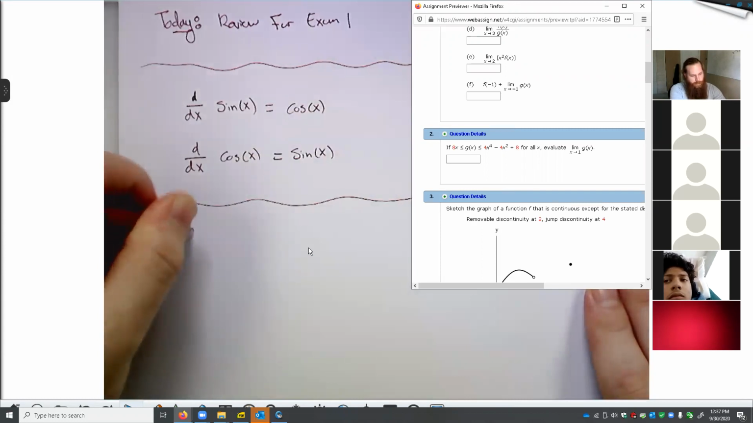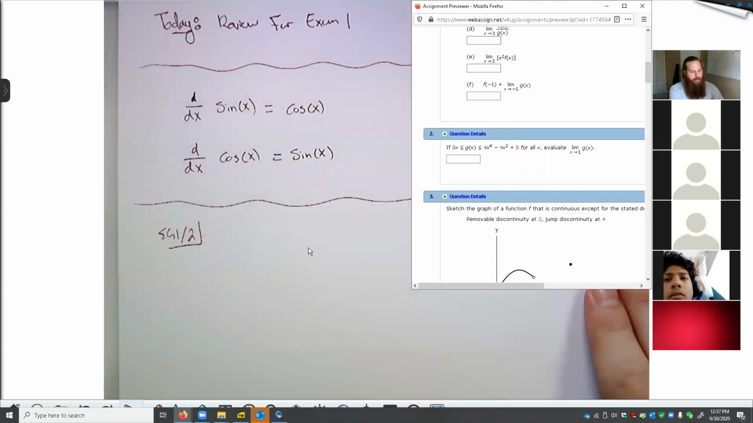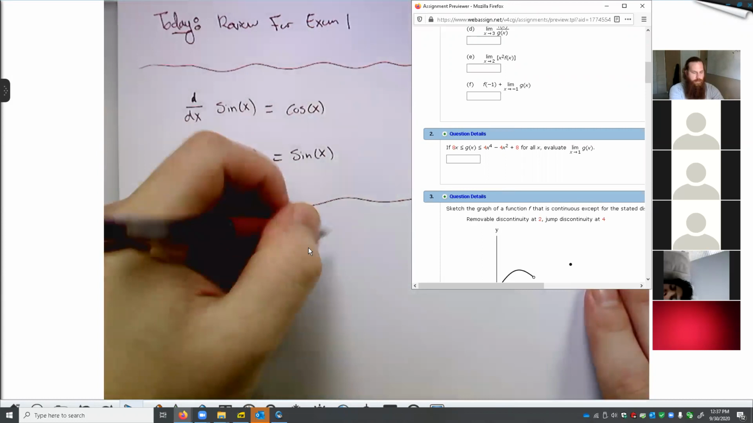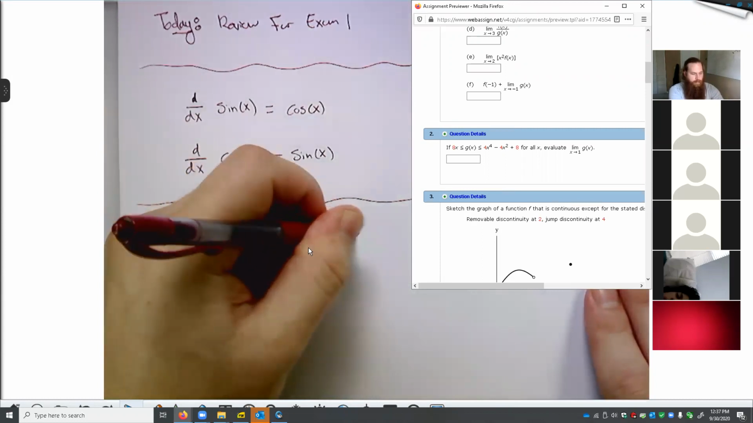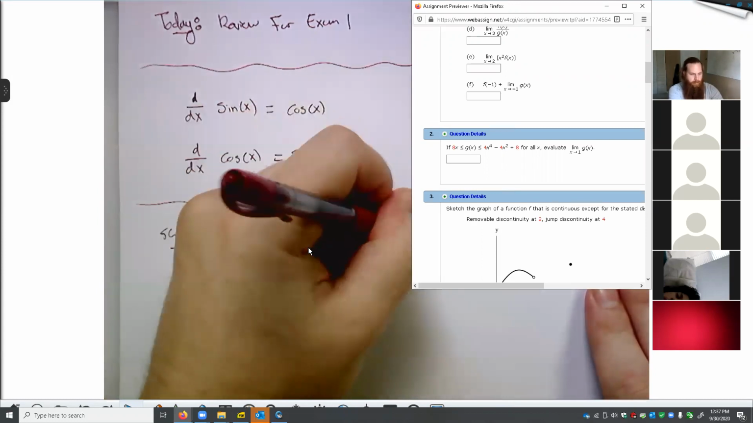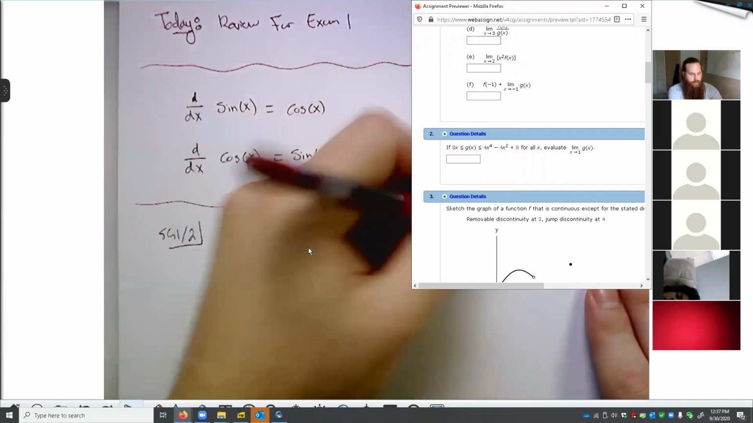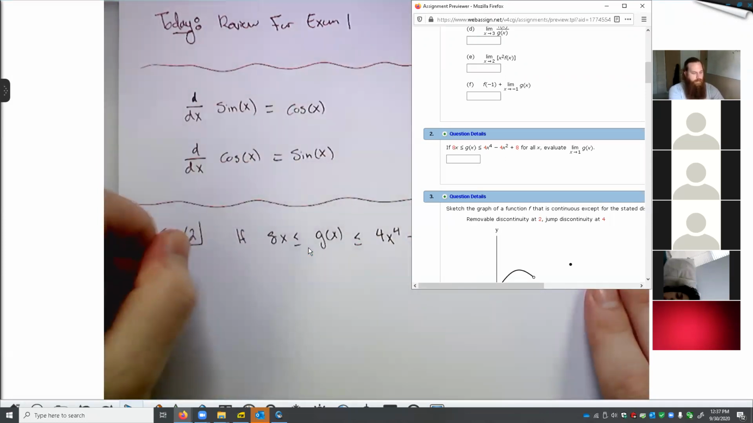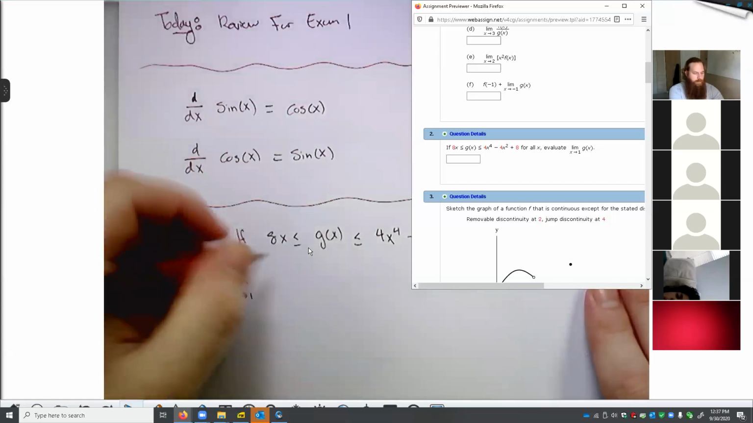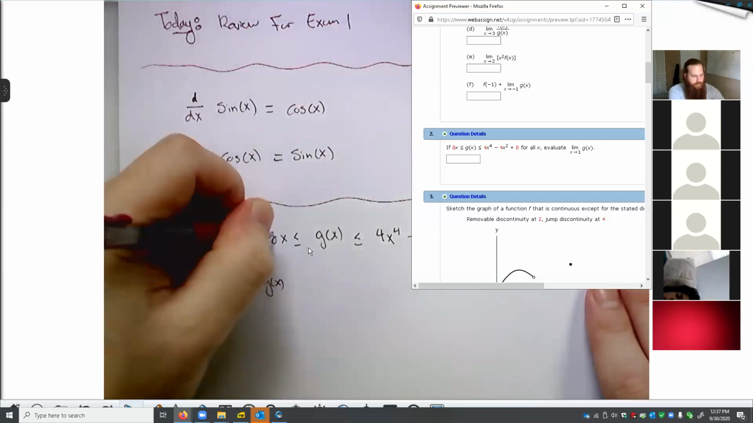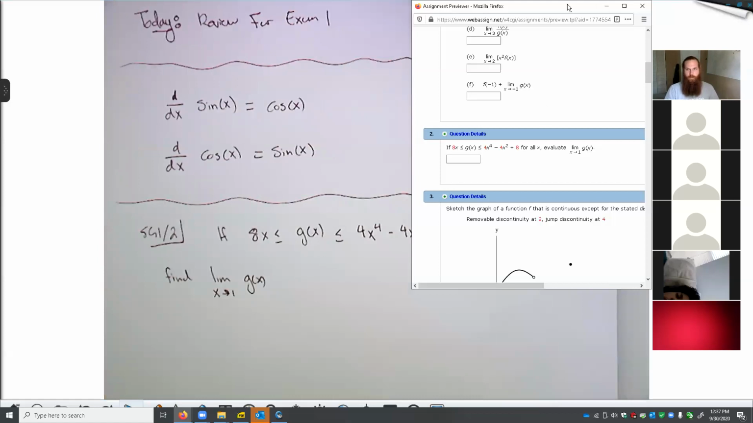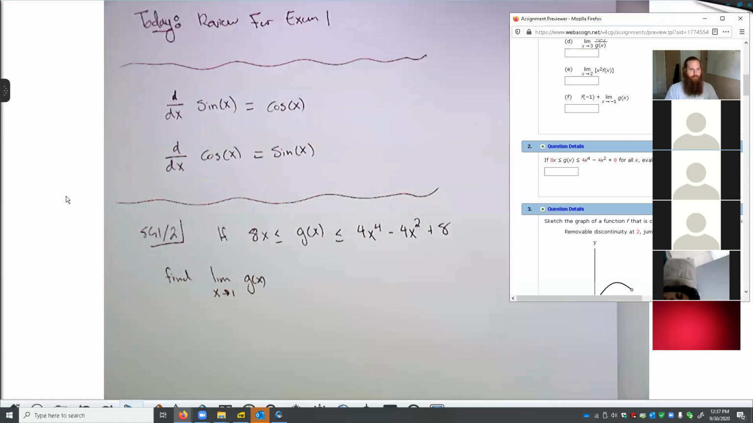This is study guide 1, problem 2. And here they say, and your numbers will be different, 8x is less than or equal to g of x is less than or equal to 4x to the 4 minus 4x squared plus 8, find the limit as x approaches 1 of g of x, and this is an 8 here. So I'll need to make a little more room so you guys can see everything. There we go.